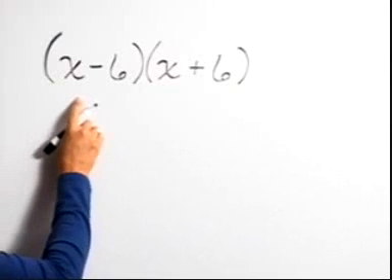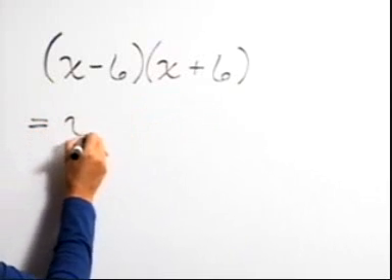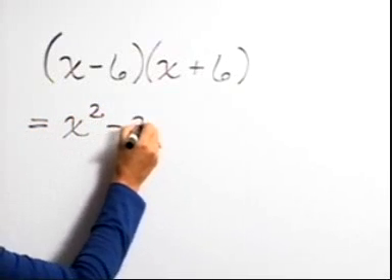We're going to multiply x minus 6 times x plus 6. These are conjugates, and so they'll multiply to give me x squared minus 36.